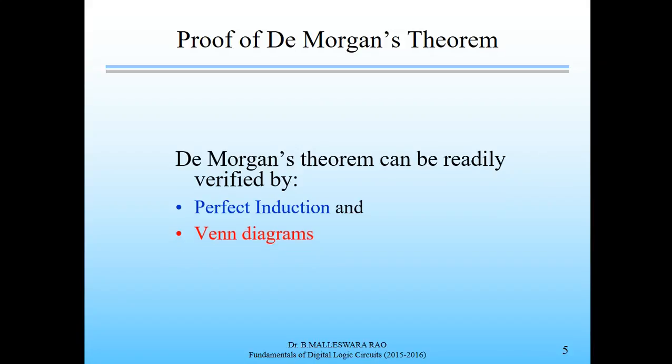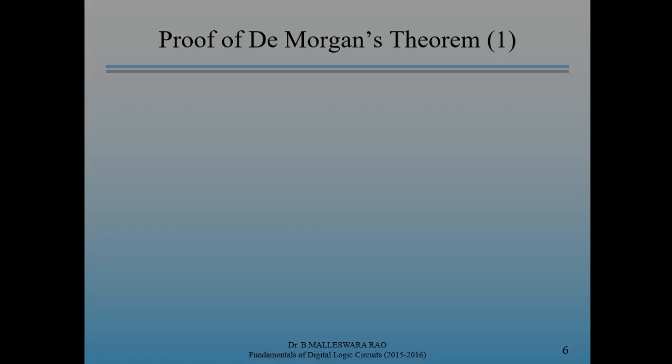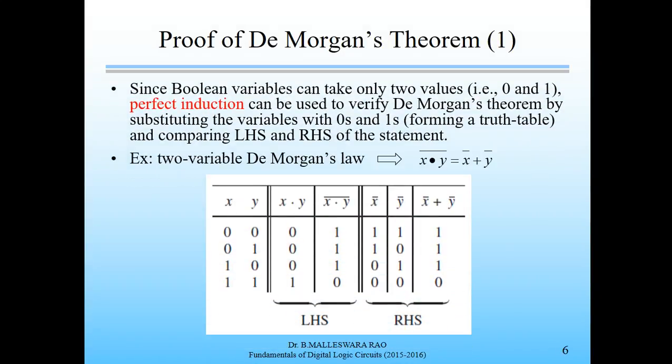DeMorgan's theorem can be readily verified by perfect induction as well as by Venn diagrams. Since Boolean variables can take only two values, that is 0 and 1, perfect induction can be used to verify DeMorgan's theorem by substituting the variables with zeros and ones, forming a truth table, and comparing the left hand side and right hand side of the statement.